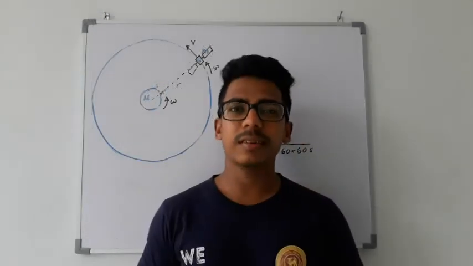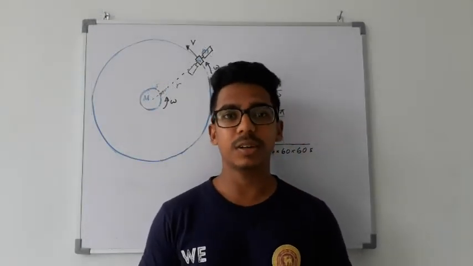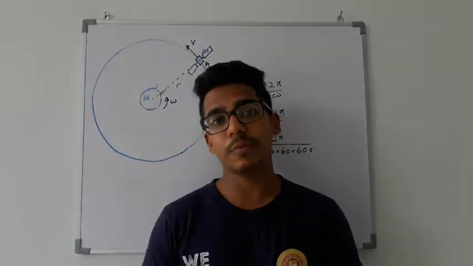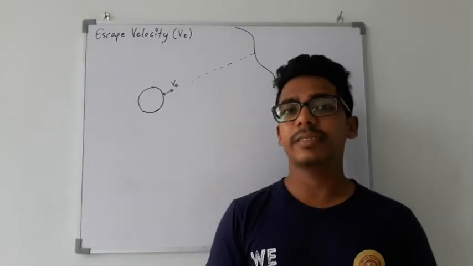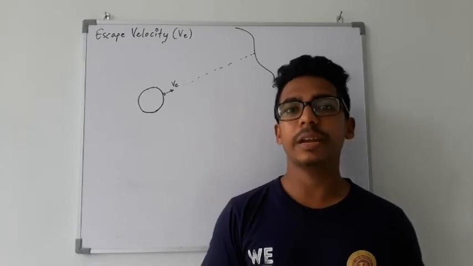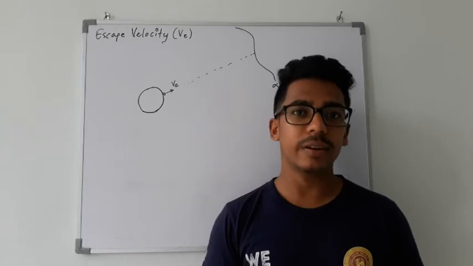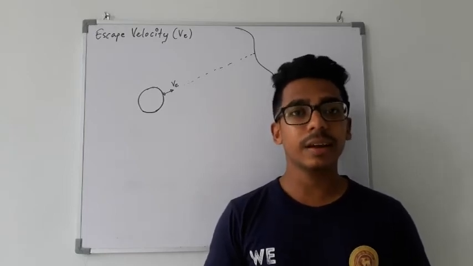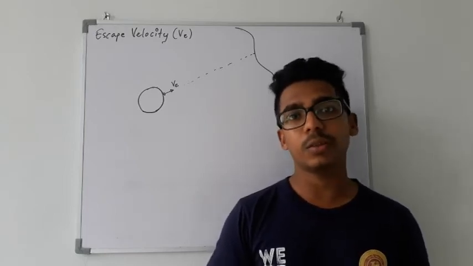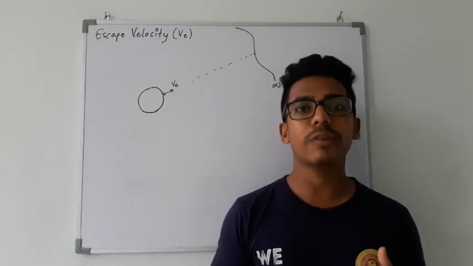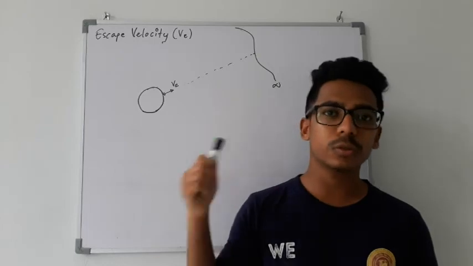And the next topic is escape velocity, which is actually the last topic from the gravitational field chapter. Okay, so let's see what escape velocity is. Well, the escape velocity is defined as the minimum velocity required for an object to exit Earth's gravitational field. And theoretically we know Earth's gravitational field spreads throughout to infinity. That means the minimum velocity required for an object to move to infinity.